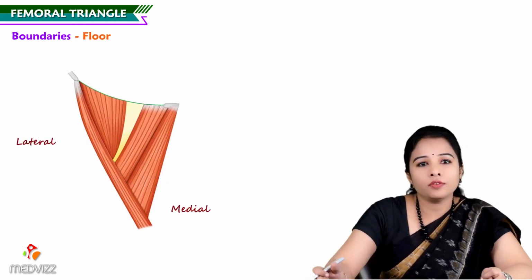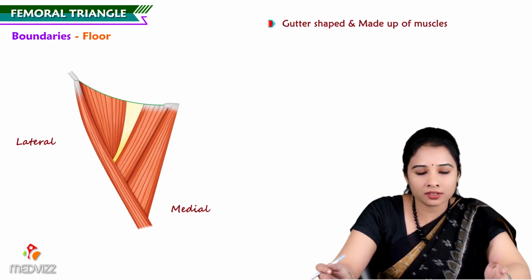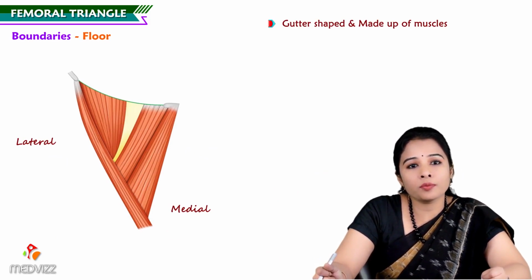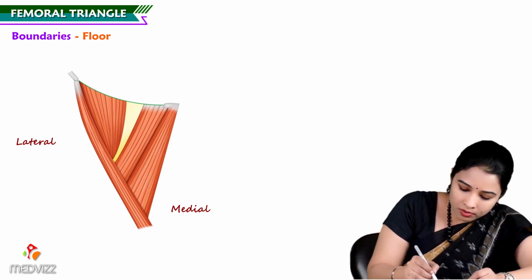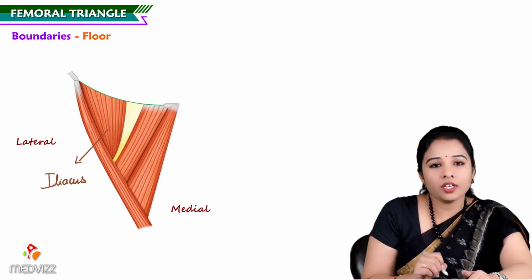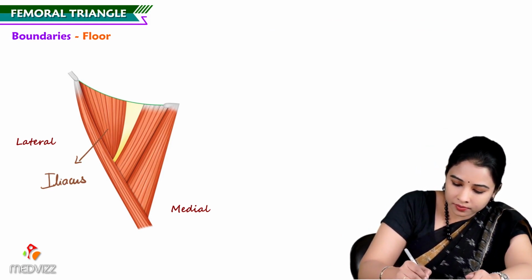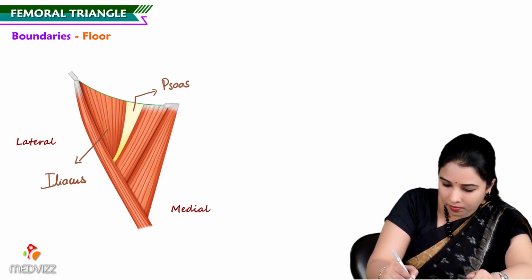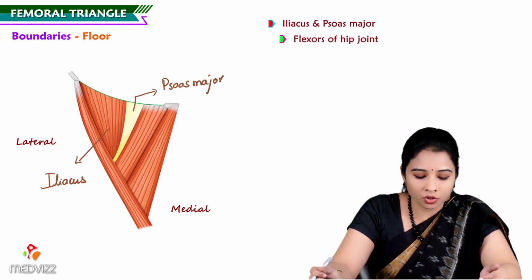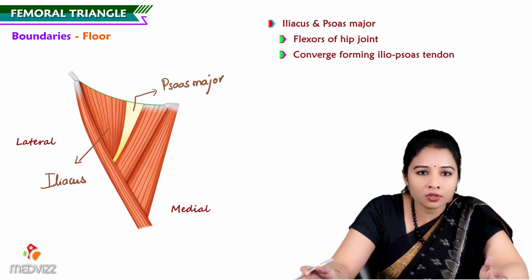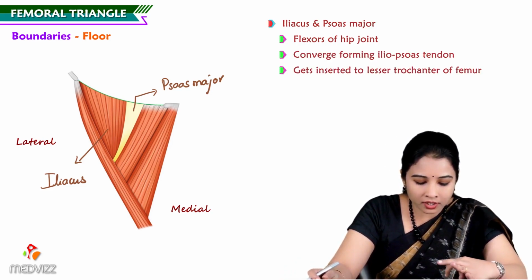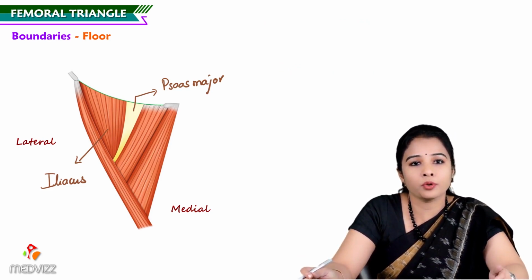Let's see the floor. The floor is gutter shaped and it is made up completely of muscles. From lateral to medial side, it is formed by iliacus. So the lateralmost muscle is the iliacus. And next to the iliacus, the tendon of psoas major. Iliacus and psoas major both are flexors of the hip joint and both converge forming the iliopsoas tendon which gets inserted to the lesser trochanter of the femur. So both together form the lateral side of the floor of femoral triangle.